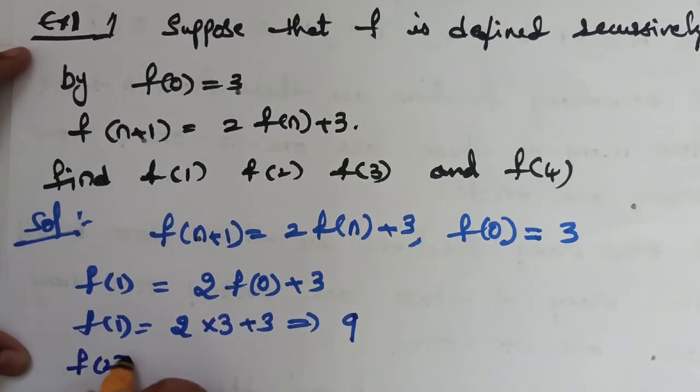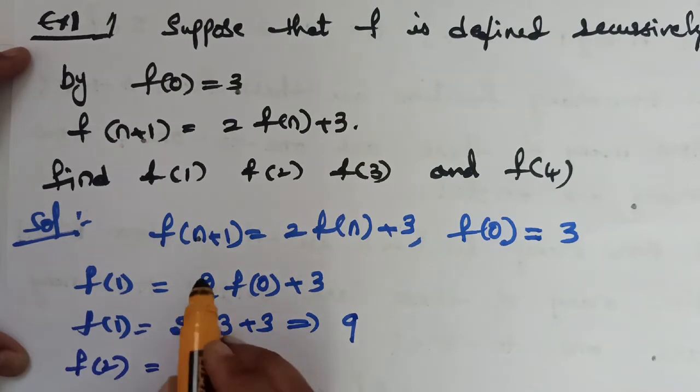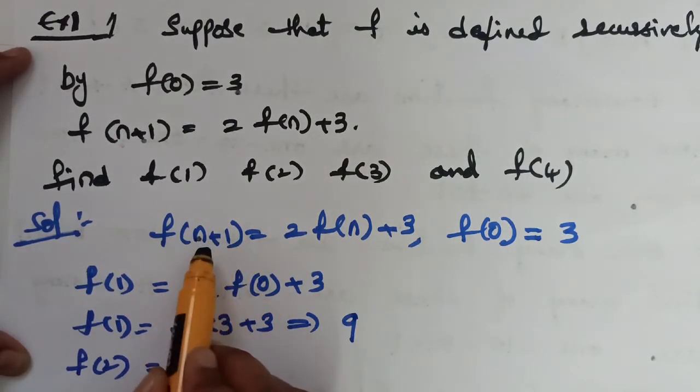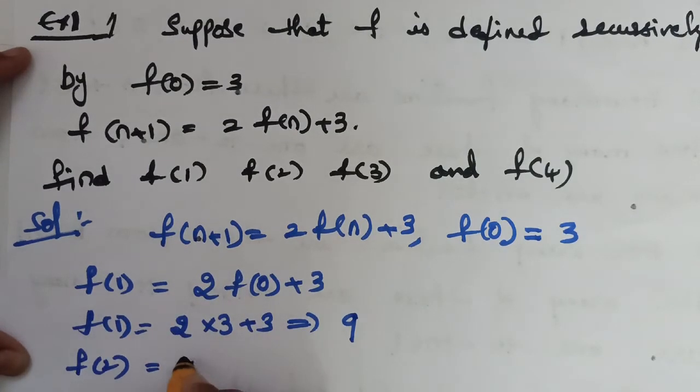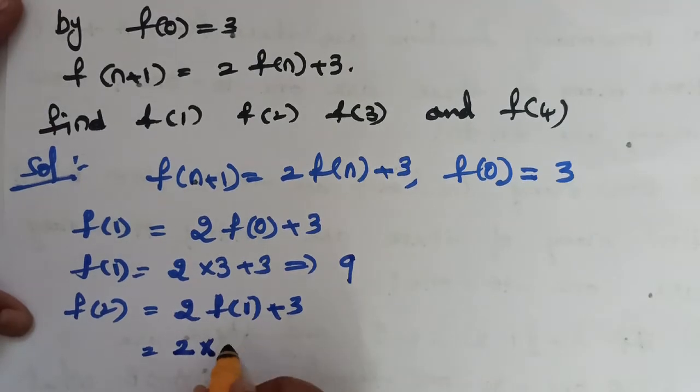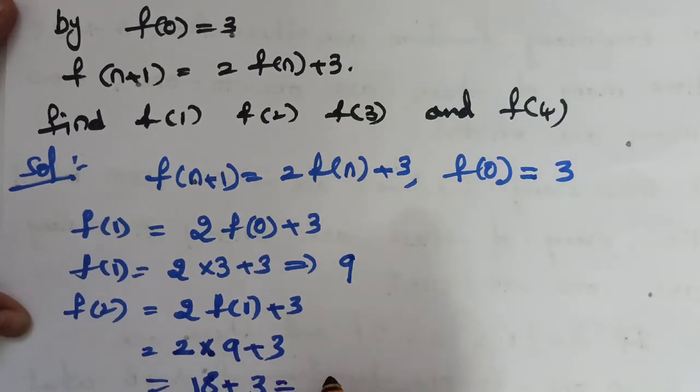F of 2 is equal to, by substituting n equal to 1, 1 plus 1 is 2, 2 into f of 1 plus 3. This is equal to 2 into, just now we calculated f of 1, that is 9, 2 into 9 plus 3. 2 into 9 is 18, plus 3 is equal to 21.